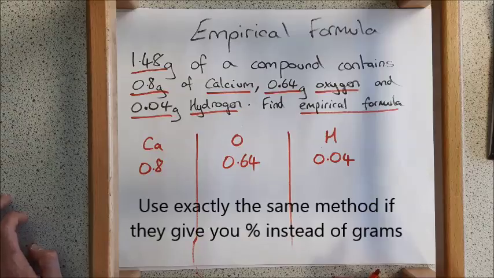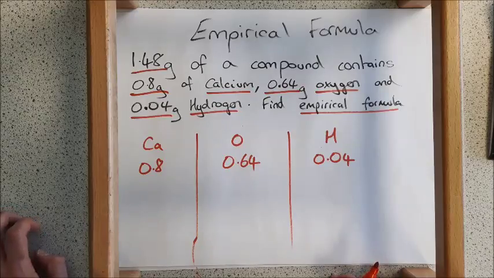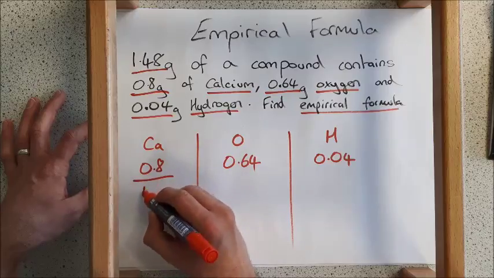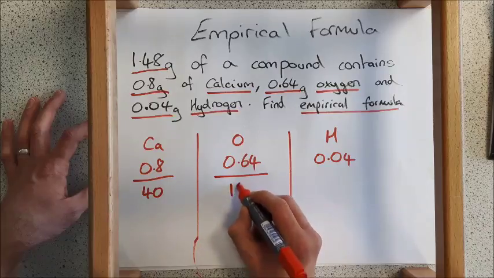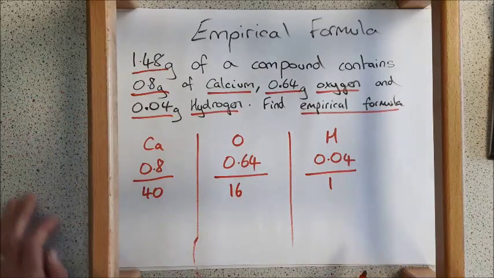Now the next thing you're going to do is look up the masses for these elements on the periodic table. Now remember, if you've seen the relative formula mass video I did, the mass number is the bigger of the two numbers that appear on the symbols on the periodic table. So calcium is 40, so I'm going to divide that by 40 for calcium. Oxygen is 16, so I'm going to divide that by 16. Hydrogen is 1, so I'm going to divide that by 1.